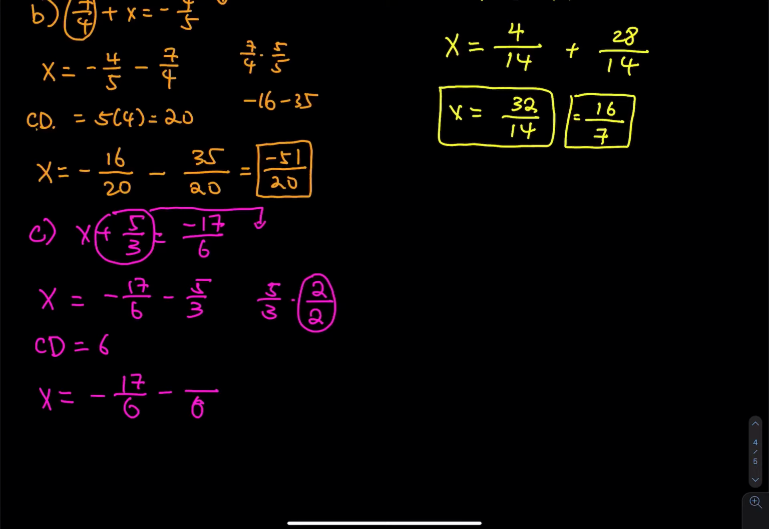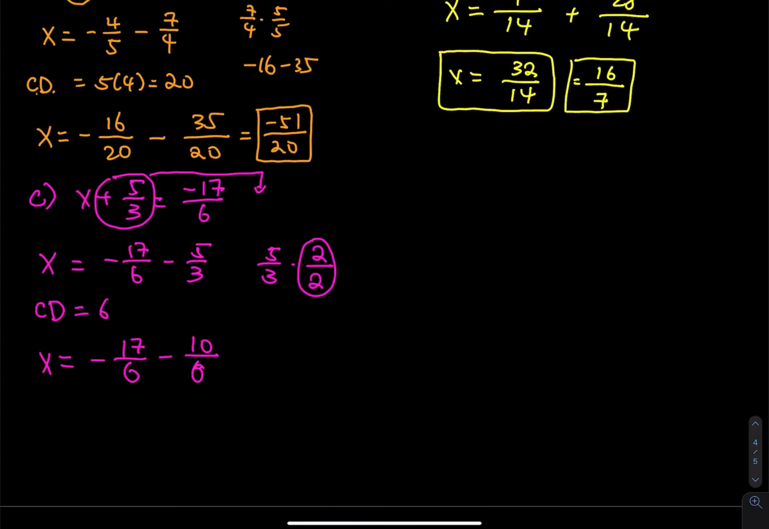So this 2 over 2, people call that a magic 1. As long as you multiply the top and bottom by the same quantity, the value will not change. All right, so 5 times 2 is equal to 10. So 10 over 6, if you divide the top and bottom by 2, you get 5 over 3 as well. So x is equal to, they have the same denominator, negative 16 minus 10, you get negative 27 over 6. So that is your final answer.